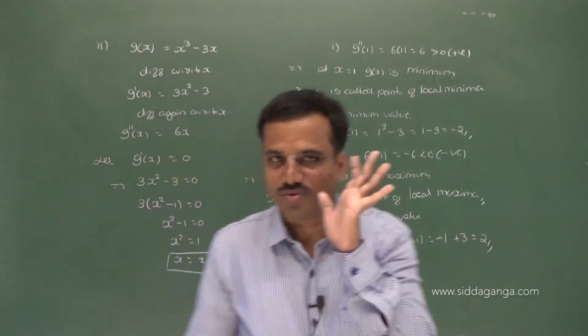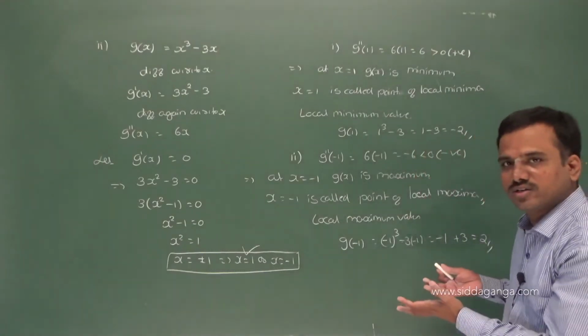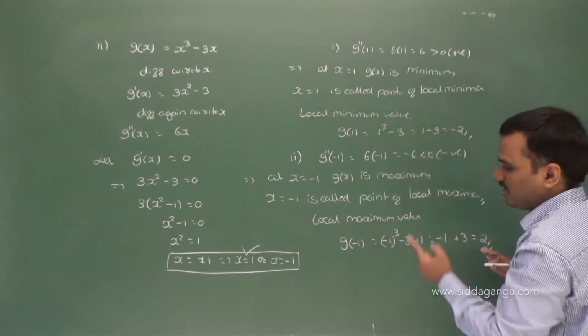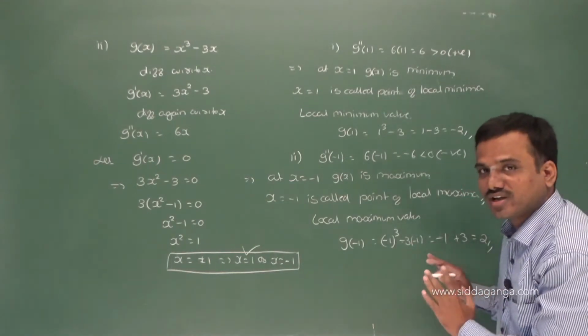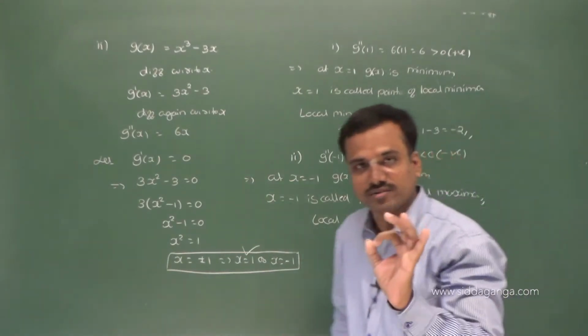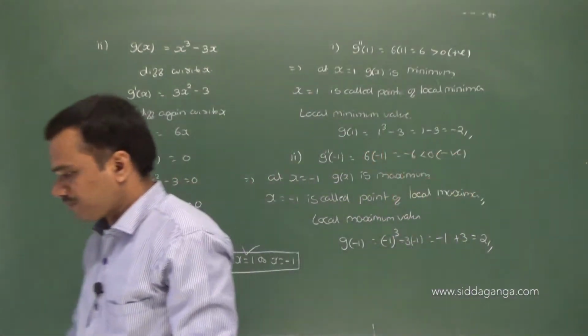Understand? See this problem. So we got two results, minimum value as well as maximum value. This is a very important concept. See this problem very carefully. Next problem.